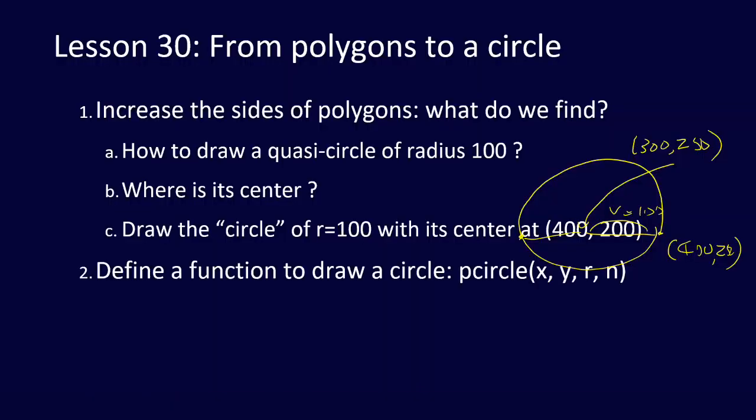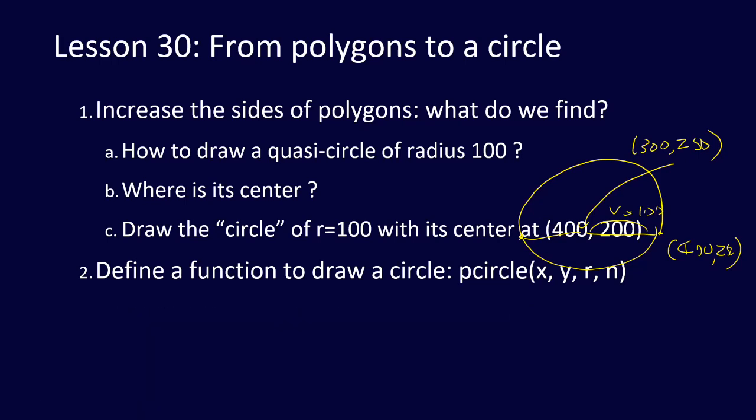Good. So define a function to draw a circle named p circle, polygon circle, with its center x, center y, radius r, and optional argument of n. Can you do it? Okay, it's an interesting task.